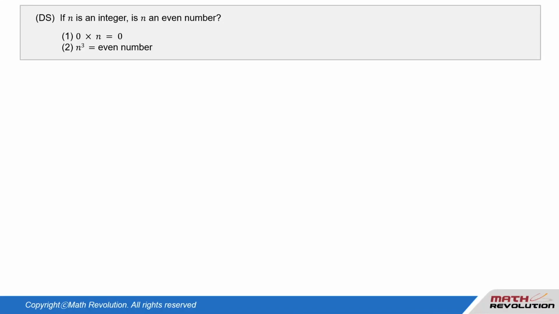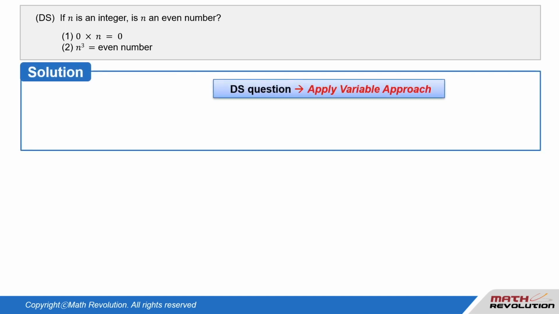DS. If n is an integer, is n an even number? Condition 1. 0 times n equals 0. Condition 2. n cubed equals an even number. We will solve this question using the variable approach.